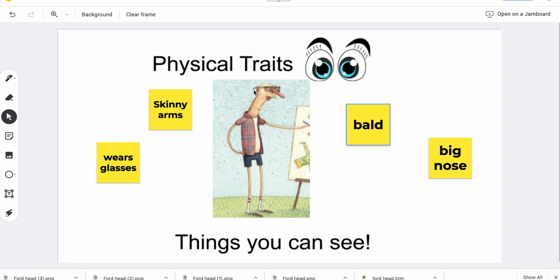So these are just physical things that you can see or that you have seen throughout the book. It doesn't have to be in just this picture. If it is another picture that you've seen that he had something different, you can still write that down. These are physical traits. Say that with me. Physical traits. Good.